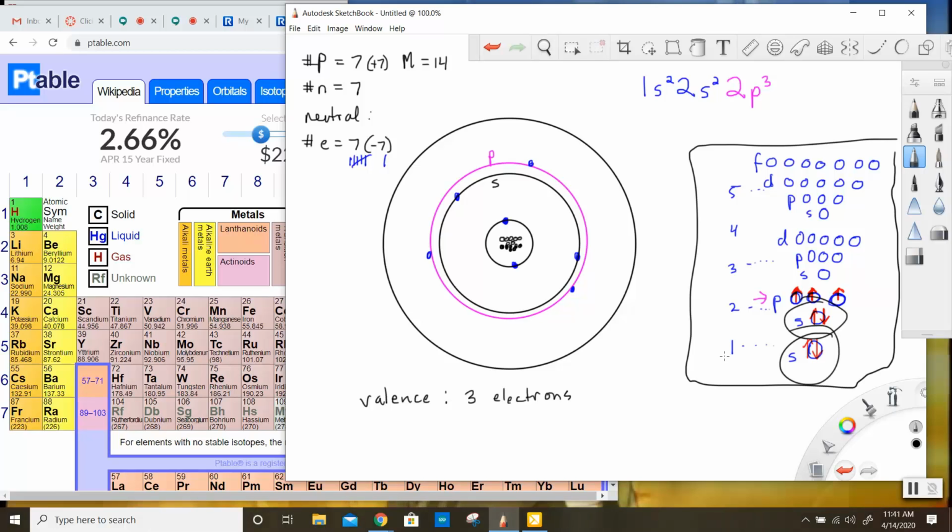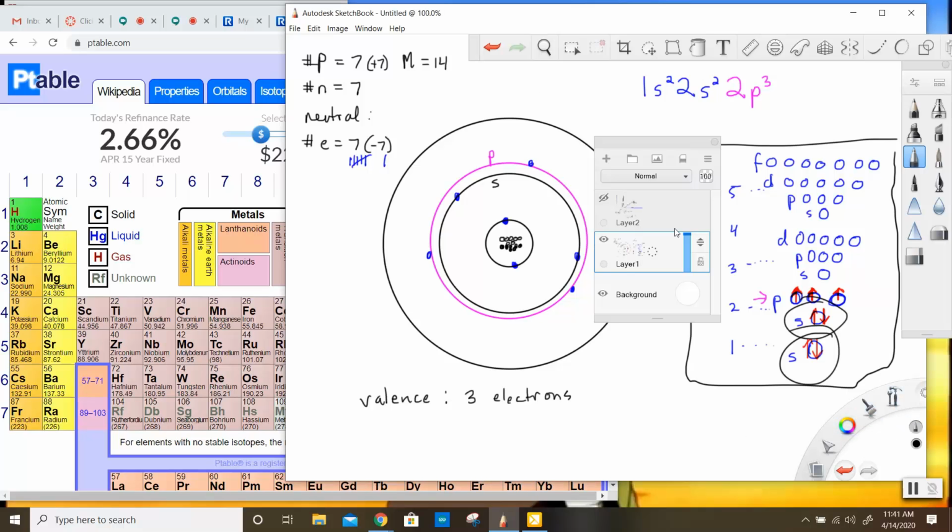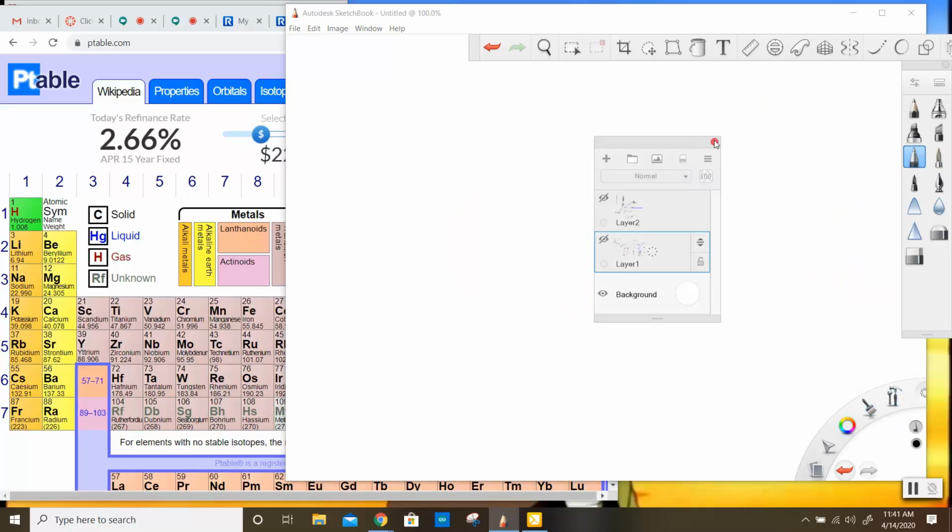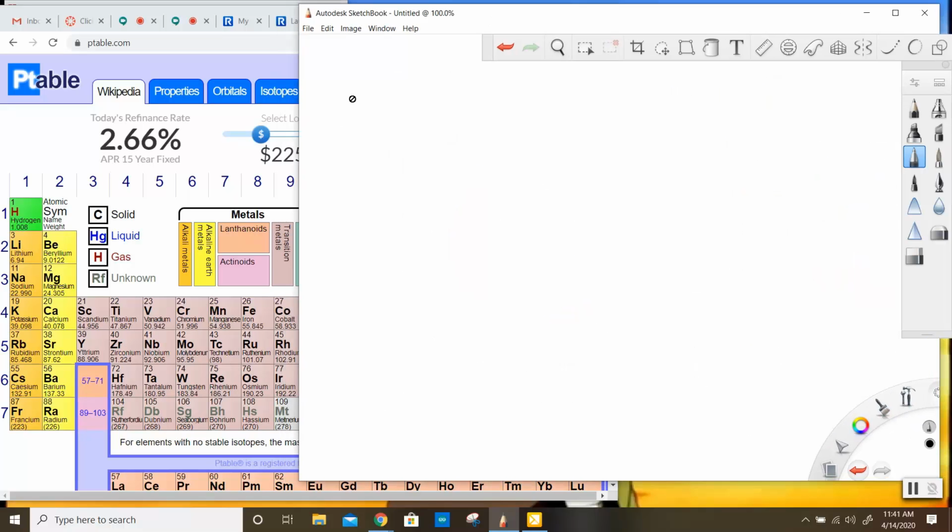Now, let's do another example so that we can be clear about what I mean by that, okay? Let's build, and I don't want you guys to try to build this one, okay? I want to build a sodium atom.